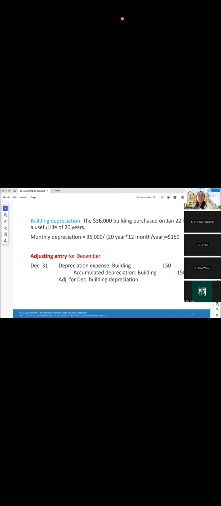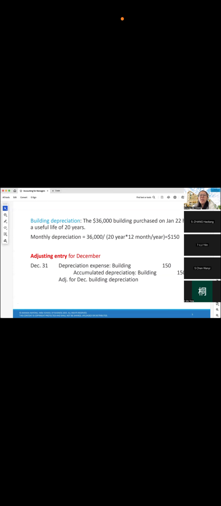And so the adjusting entry just for the month of December would be, first up, debit depreciation expense building $150, and second, credit accumulated depreciation building $150. Just to remind you that accumulated depreciation is a contra asset account, meaning that it's going to reduce the net value of our assets. So on the balance sheet, we would see buildings $36,000, this line item doesn't change. The next line would be less accumulated depreciation building. For example, if it has only been depreciated for 1 month, less accumulated depreciation building, $150. And finally, the net book value of the building, which is $36,000 minus $150.